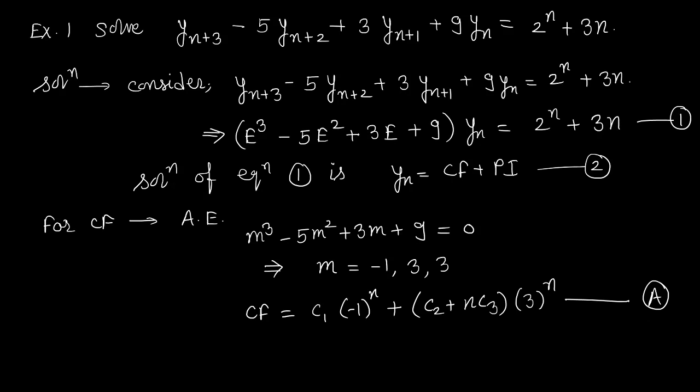Now we discuss a problem. Here this given equation we first convert in terms of E, and then the solution of this equation is yn equal to CF plus PI. Now for the auxiliary equation, E equal to m, therefore m cube minus 5m square plus 3m plus 9 equal to 0. The roots are these. Now for minus 1 apply case 1 and for 3 apply case number 2 for writing CF.